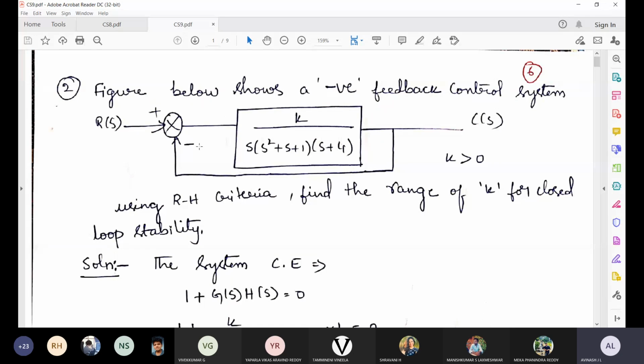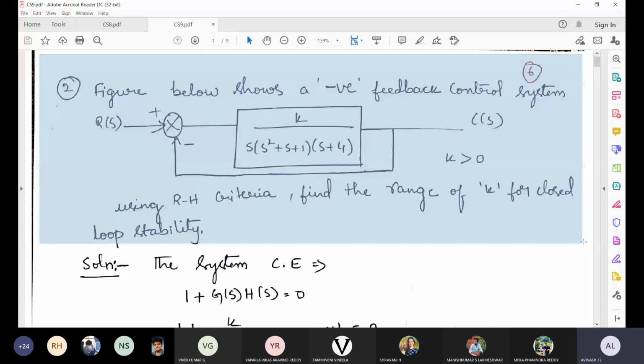Now you all take this particular numerical. We will solve this numerical now.